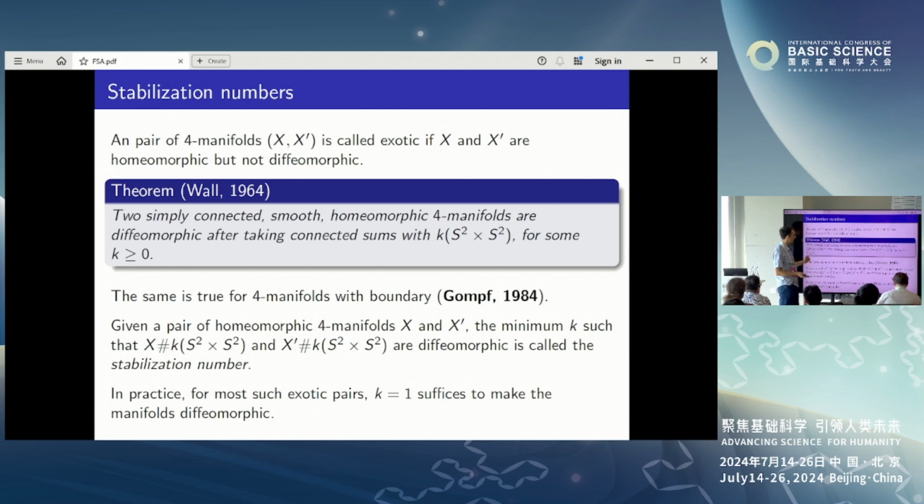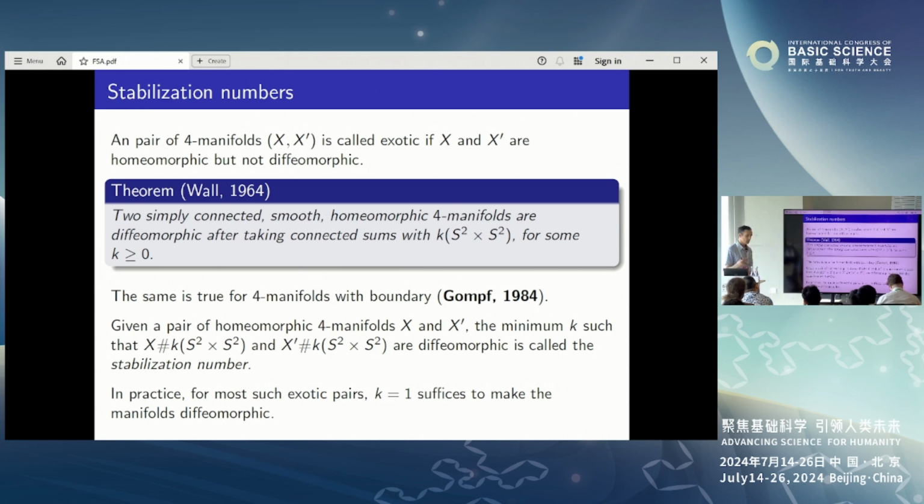And the same is true for 4 manifolds with boundary, if they have the same boundary, and they're homeomorphic. So then you can ask how many stabilizations do you need? Like what's the smallest case such that these are diffeomorphic? And in practice, for most exotic pairs that people have seen, you just need 1 stabilization. For closed manifolds, you get them to be diffeomorphic after just 1 stabilization, and it was an open question whether this is true in general.